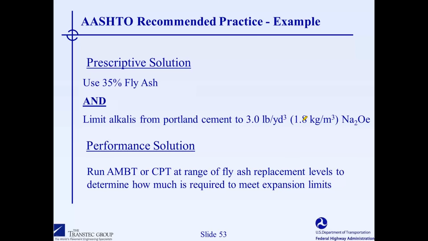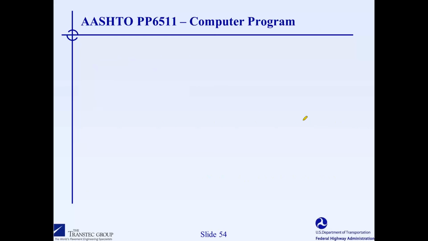Our alternative is to conduct a performance test and actually find out exactly how much fly ash we need with this aggregate. We run either the accelerated test or the concrete prism test with various levels of fly ash and see what's the minimum level of replacement we need to control expansion. Hopefully then we could add in a safety factor and use more than the minimum decided by those test methods.